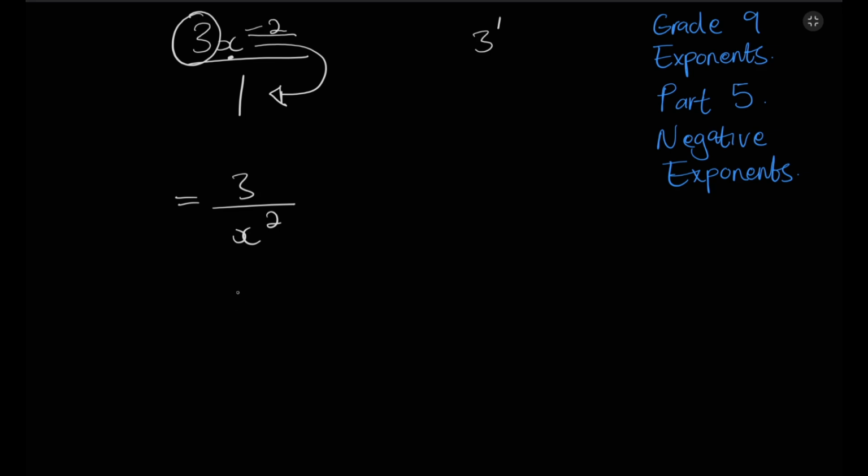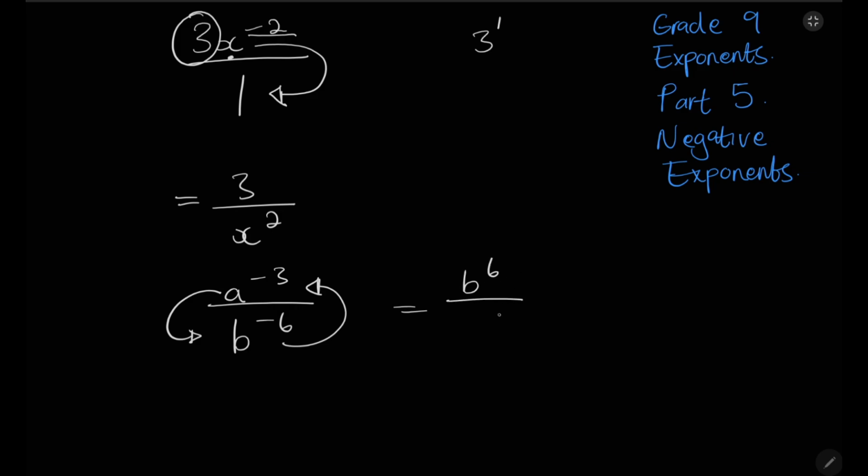Now let's try something else. Let's simplify a to the power negative 3 over b to the power negative 6. Can you guys see that both terms, a and b, have negative exponents? So to make them positive, we basically have to swap places. A goes to the denominator and b goes to the numerator, and they change signs. So we'll have b to the power 6 instead of negative 6 over a, because you took a to the denominator, right? A to the power positive 3.